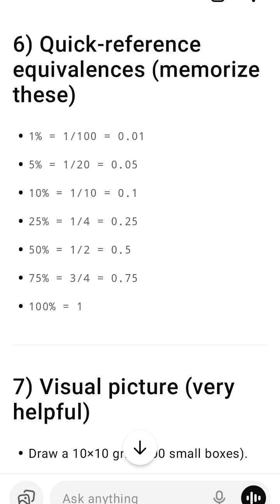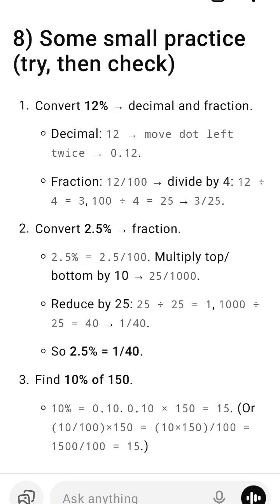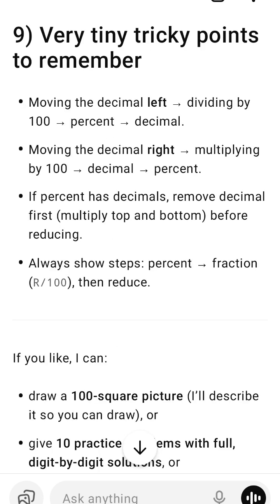Fraction to percent. Method 1: fraction to decimal, then decimal to percent. Method 2: multiply by 100 and add the percent sign. Examples: 3/4 equals 0.75, which is 75%; 2/25 equals 0.08, which is 8%.